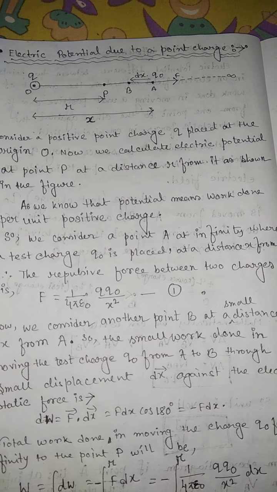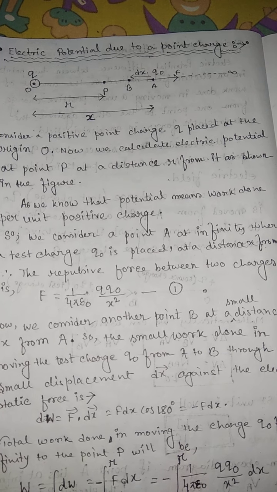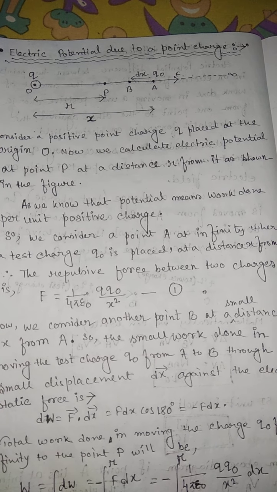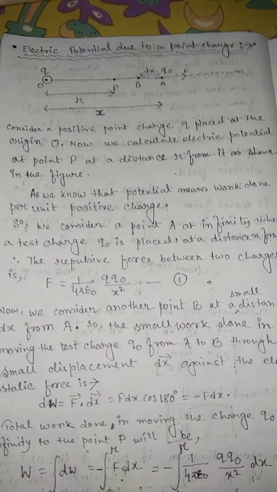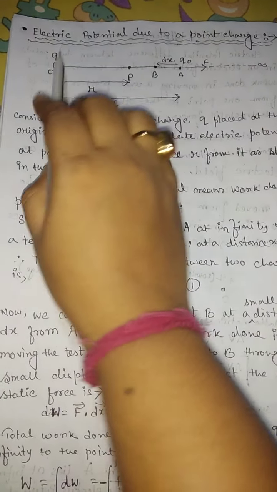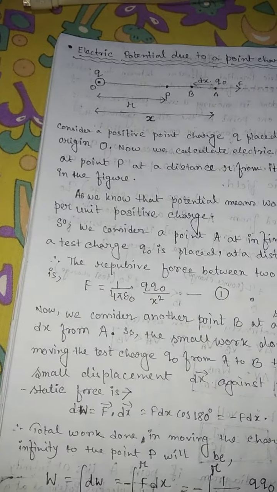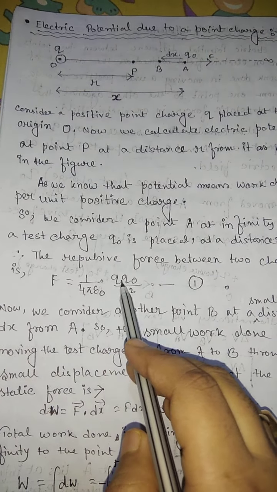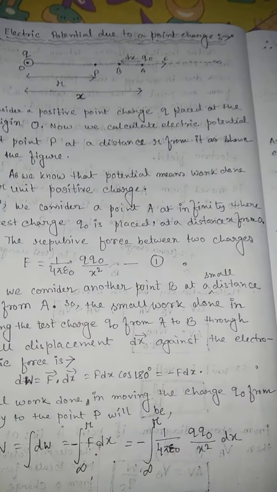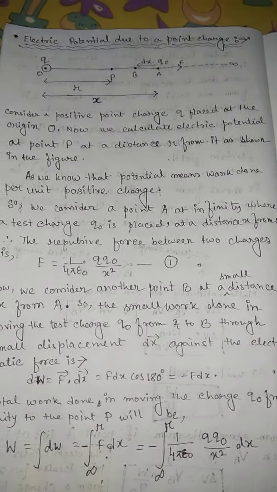That's why we consider a point A at infinity, where a test charge Q0 is situated at a distance x from O. When the test charge Q0 is situated at point A, the electrostatic force acts between them. Because both are positive charges, the force between the two charges is repulsive. We know from Coulomb's law, F equals 1 by 4 pi epsilon naught Q Q0 by x square. Now we consider another point B at a small distance dx from A.